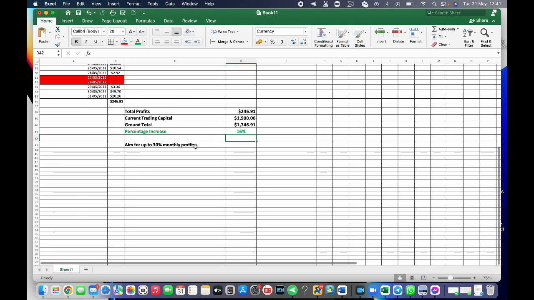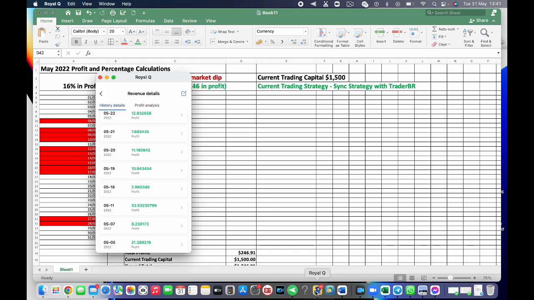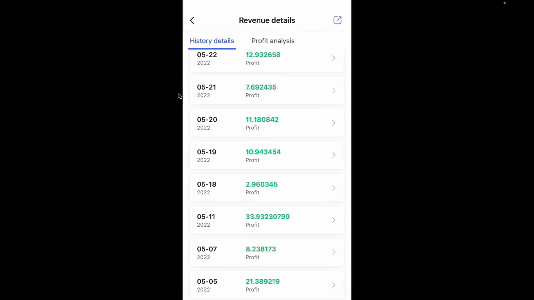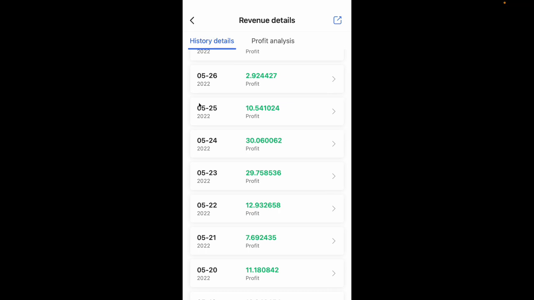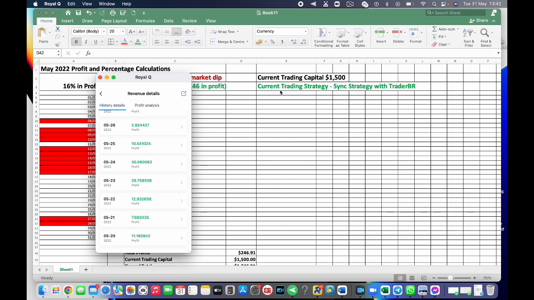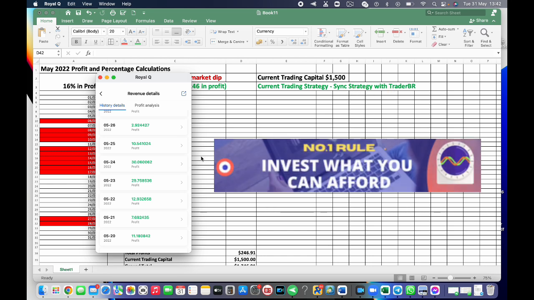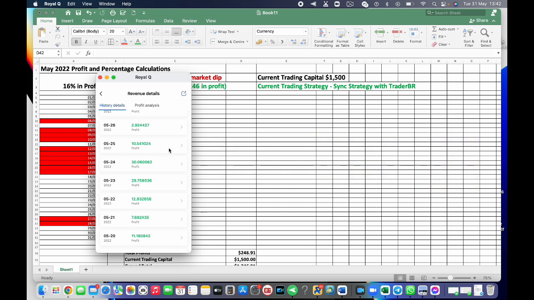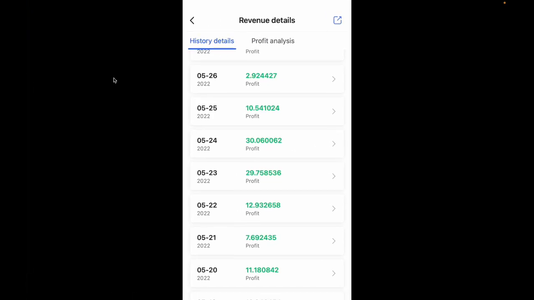So yes, it is possible to still make money in RoyalQ, and you can comfortably allow your trades to be done by a professional trader. As you saw earlier on my spreadsheet, my current trading strategy is a synchronization strategy and I am trading with Trader BRO. I just left my money to be managed by Trader BRO, letting him do the trading and all the coin selection. So I'm not worried about selecting a coin every day and going in there to do my margin call and all kinds of set up. I just left it for Trader BRO to look after my account for me.